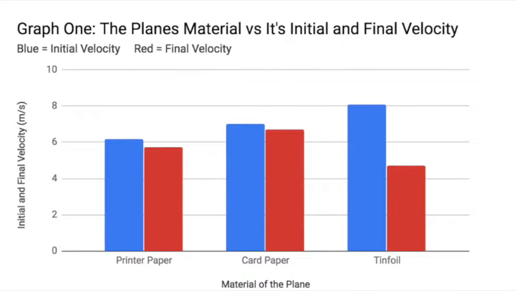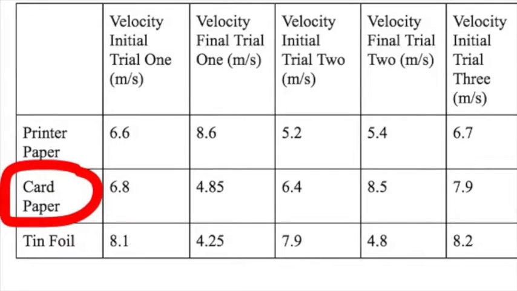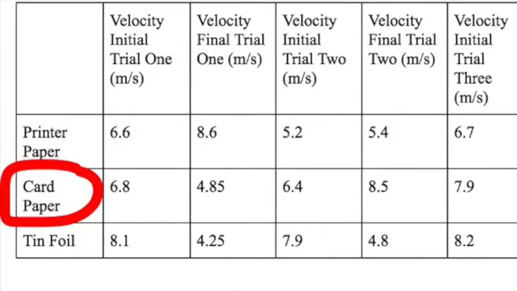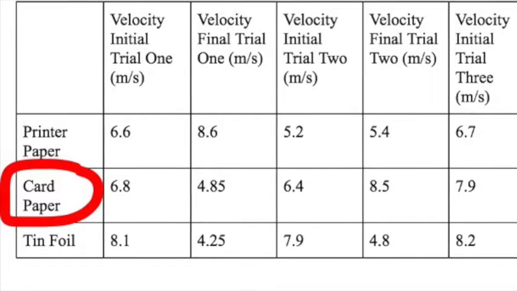From this, one can see that the lightest plane, which was the tinfoil one, had the biggest difference between the initial and final velocity. One can observe that the card paper has the second highest velocity, something that was not expected in the hypothesis.